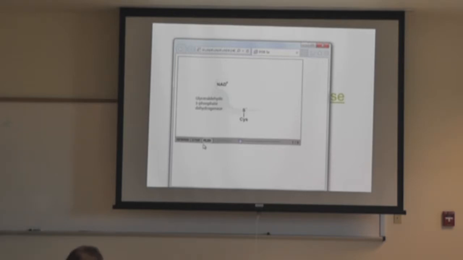They don't show you the structure of NAD there, but I might ask about it on the test, so I put it in, covering it once again.